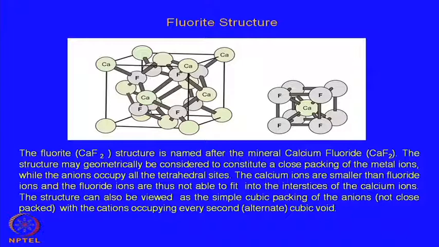Here, fluorine is the anion, and calcium is the cation. Calcium has a smaller size compared to fluorine. If you look at this structure to start with, you will see fluorine ions being larger ions, they form the skeleton and form a cubic symmetry. So, it is once again a cubic symmetry just like sodium chloride structure, where chlorine ion forms the skeleton of a cube.